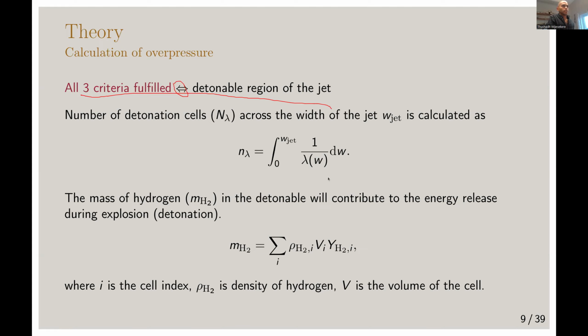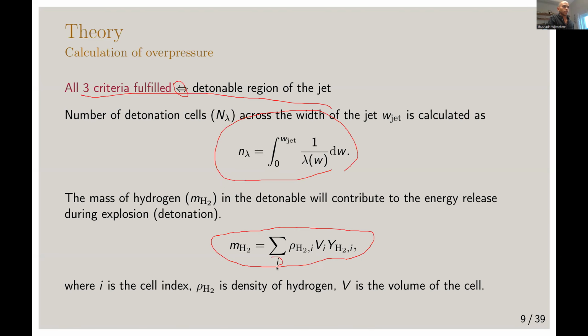To calculate the number of detonation cells fitting into a certain region of the jet, I used this formula. It's very simple: you get the width of the jet and divide it by the local detonation cell size to get the number of cells. Once we have isolated the detonable region of the jet, we can get the mass of hydrogen in that region using cell values.